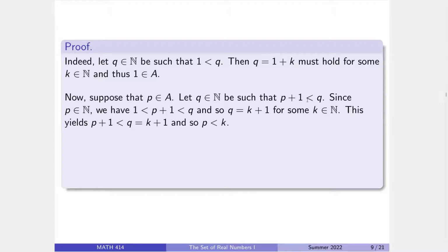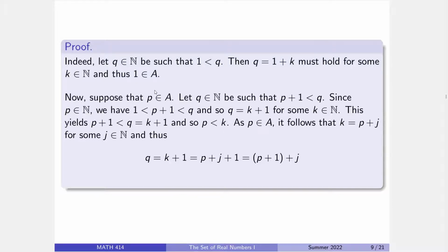Alright, well, plug that in here. That gives you p plus 1 is strictly less than k plus 1, so p is strictly less than k. Since p is in A, that means k has to be p plus j for some j. And then now we go back to q. q is k plus 1, k is p plus j, and there we go. We now know that q, which was strictly bigger than p plus 1, has to actually be p plus 1 plus some natural number j. So p plus 1 is in A, so A must be all of the natural numbers.